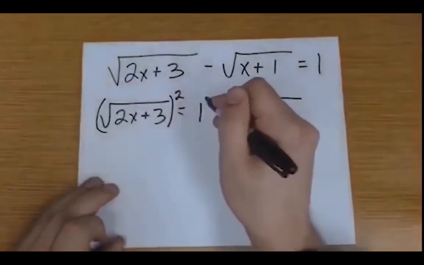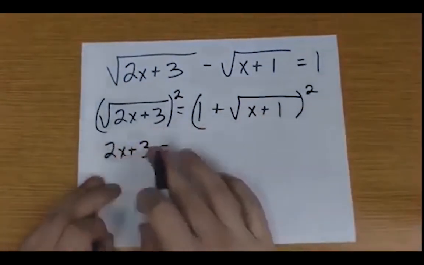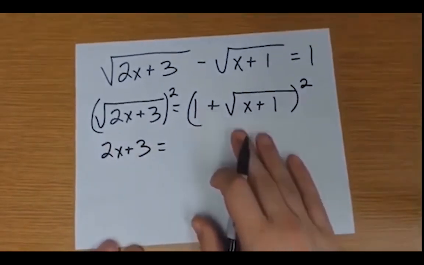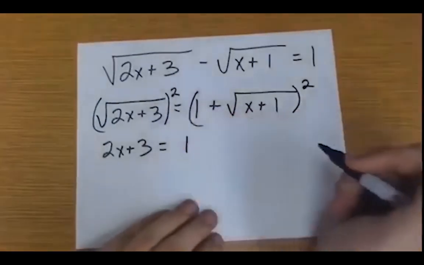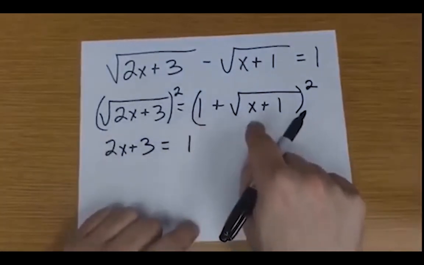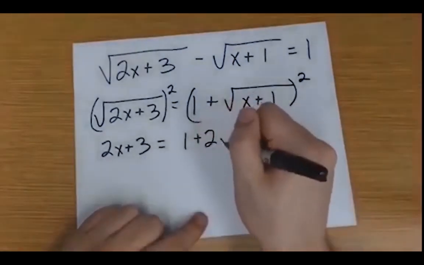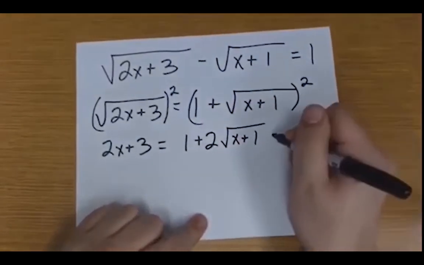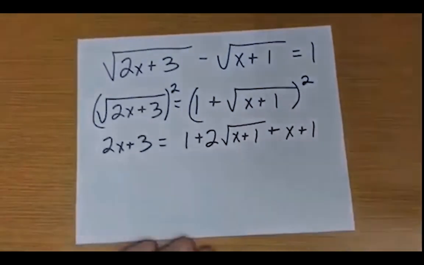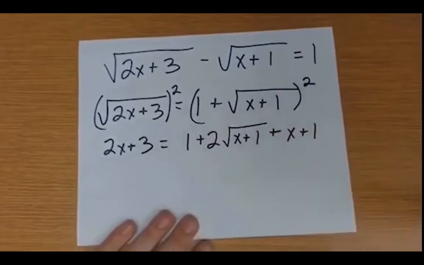Now that we have a radical by itself, square both sides, but be careful. Gives us 2x plus 3 on the left, and we have to FOIL or use the formula for squaring on the right. Square the first one, 1 times 1 is 1. Outer and inner: 1 times radical x plus 1 plus 1 times radical x plus 1 gives us 2 radical x plus 1. Plus, if we square radical x plus 1, we get x plus 1. So this is why we worked on squaring things like this in the radical section.